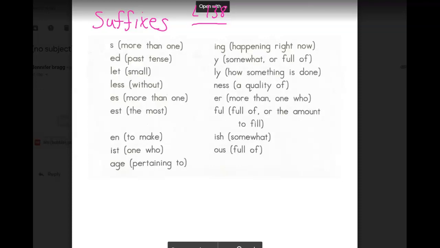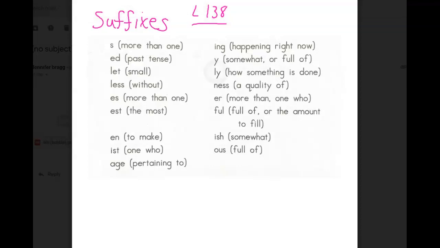Y means somewhat or full of. LY, how something is done. NESS, a quality of. ER means more than, or is one who, like a reader is one who reads. FUL means full of, or the amount to fill. ISH is somewhat, and OUS is full of. So these are your suffixes.